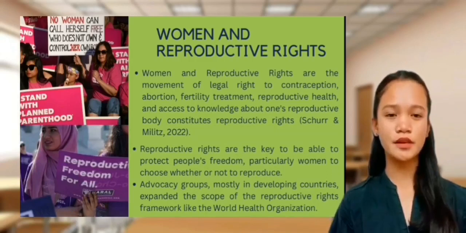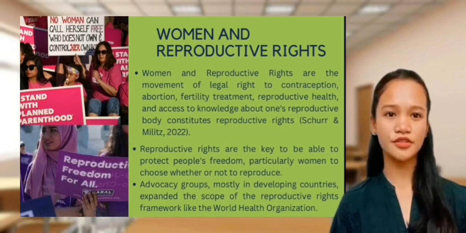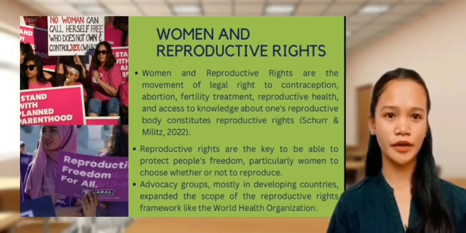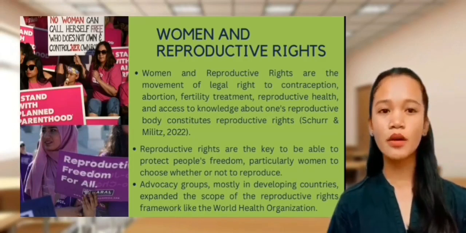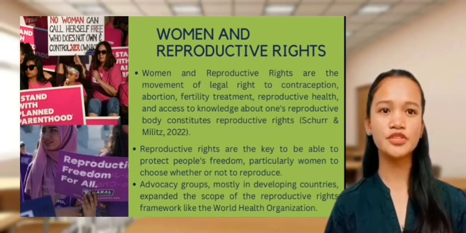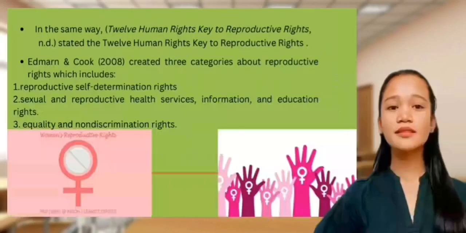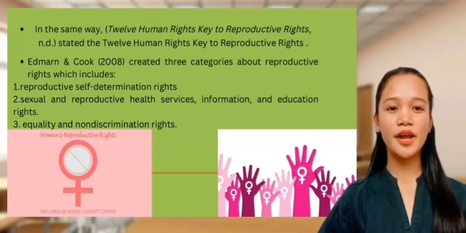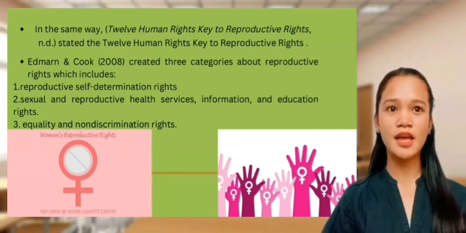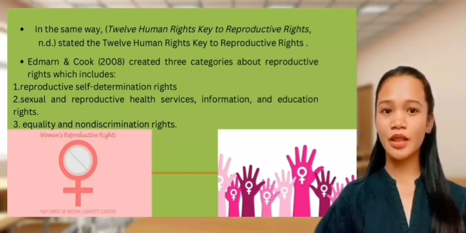Advocacy groups, mostly in developing countries, expanded the scope of the reproductive rights framework. In fact, the World Health Organization created the term sexual health and instituted preventive measures that demanded a deeper comprehension of sexual behavior. In the same way, the 12 human rights key to reproductive rights were stated, which include the following.